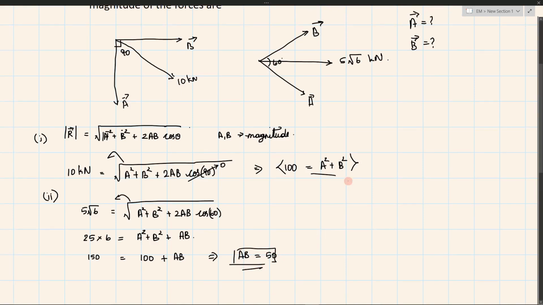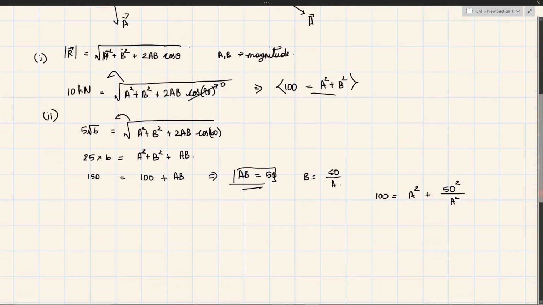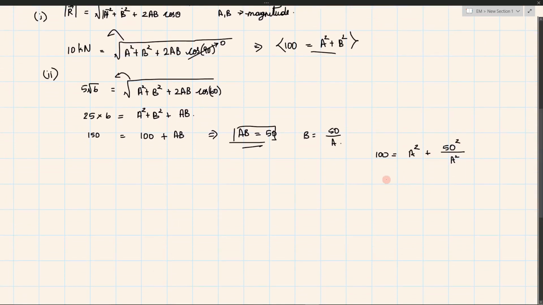I can substitute in this equation. B would be given as 50 by A. So that is 100 is equal to A square plus 50 square divided by A square. So I'll have 100 A square is equal to A to the power 4 plus 50 square.